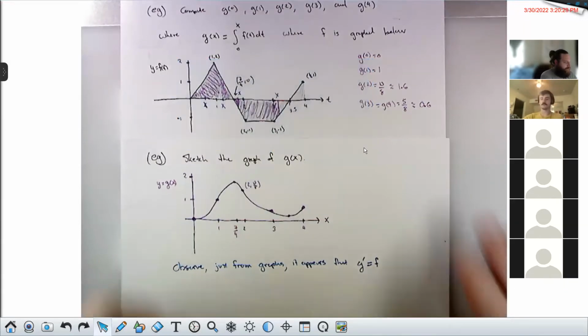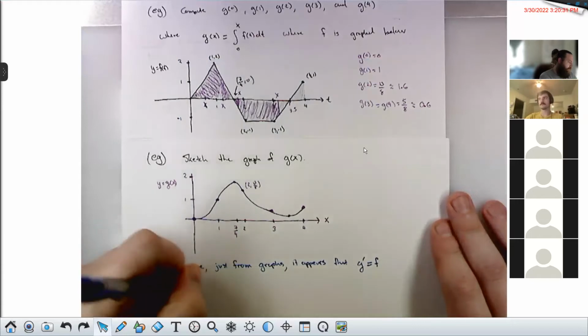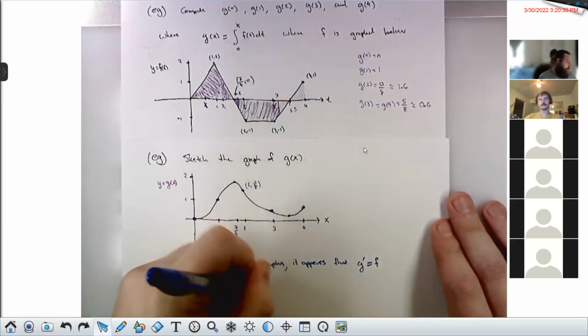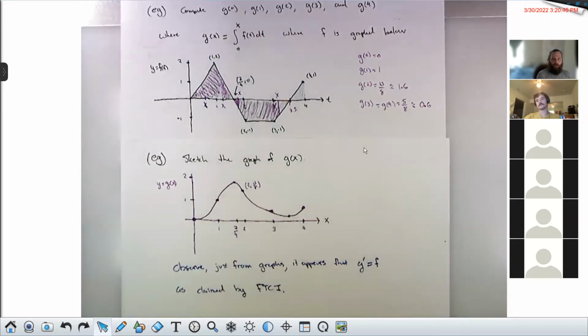That is exactly what FTC1 says. FTC1 says that G prime of X should be little f of X. And that's what it looks like to me. So this is what I wanted to share with you.